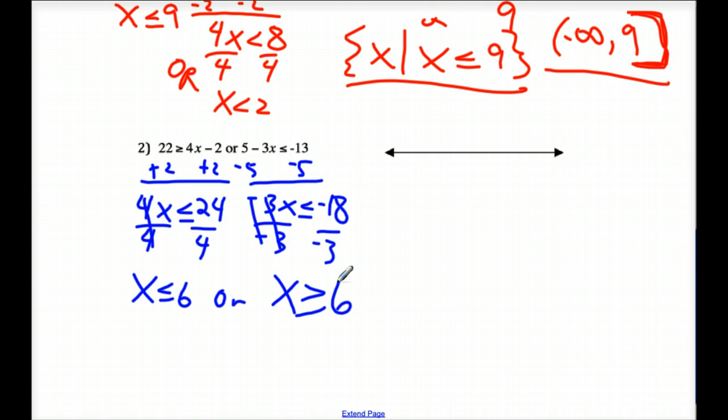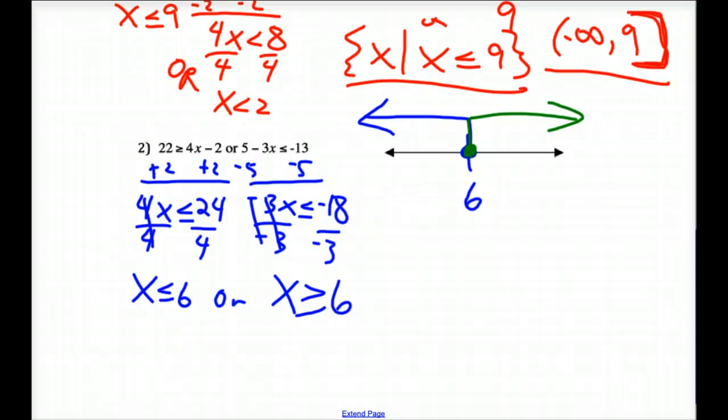They're the same number, but they're going opposite ways. All right, so we got a 6. Let's talk about this. Filled in circle going to the left for the first part, filled in circle going to the right. But why filled in? It's an or problem. As long as one thing counts, it all counts.